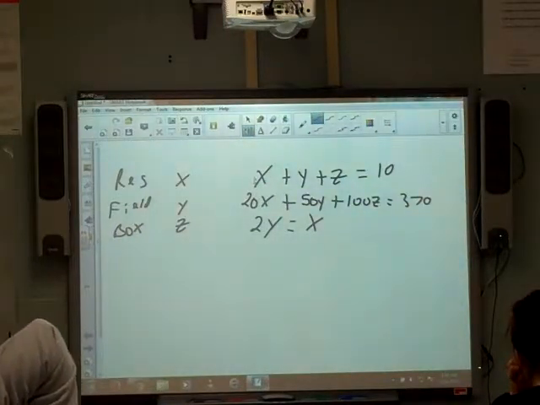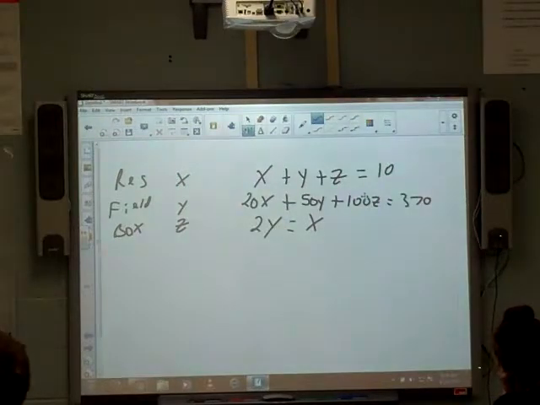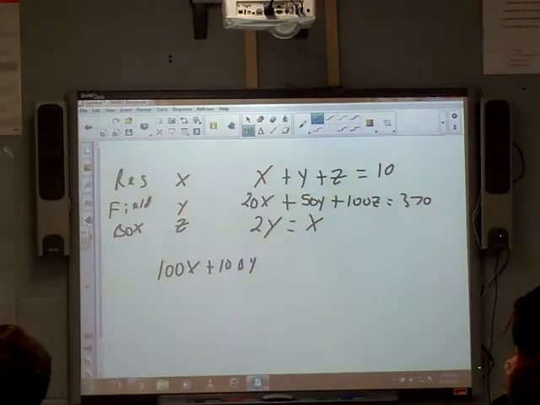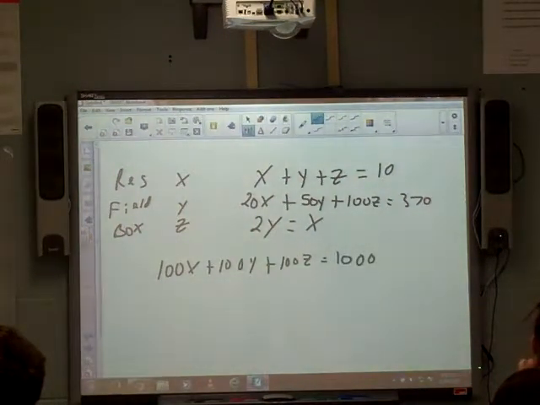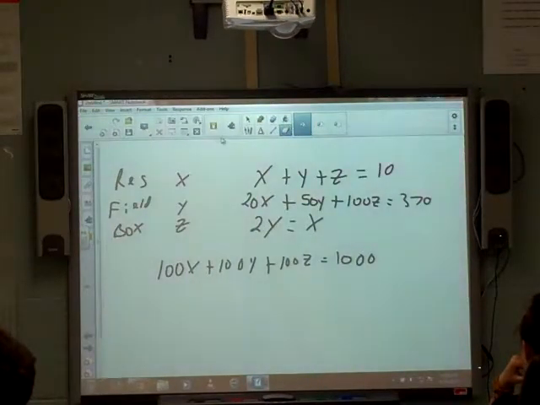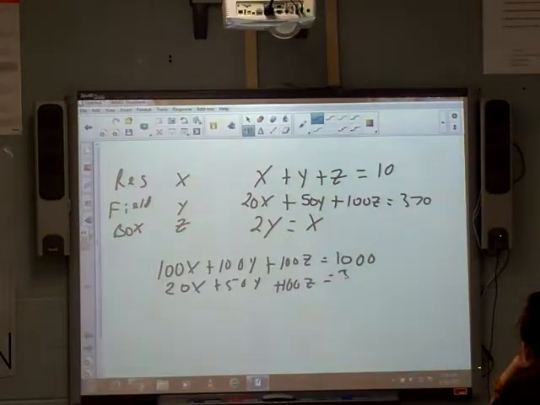Okay, so what would I have to multiply equation number 1 by to eliminate a z? 100, because we got 100z there. But that's easy. 100 times x plus 100 times y plus 100 times z is equal to 10 times 100. I added one too many zeros. You're right, Stephen. Alright, then I've already got 20x, 50y, 100z, forgot a 1 in front of 370.